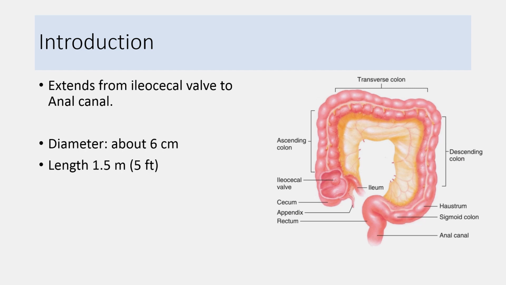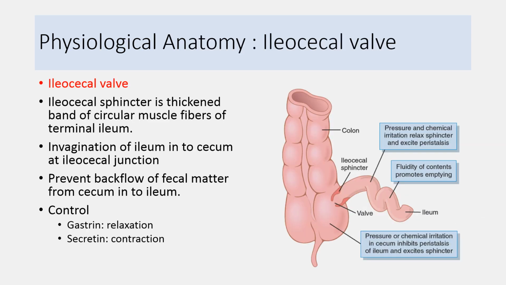The large intestine extends from the ileocecal valve to the anal canal. The diameter of the large intestine is about 6 cm and its length is 1.5 meters or 5 feet. The ileocecal valve is present between the terminal ileum and the initial part of the large intestine.